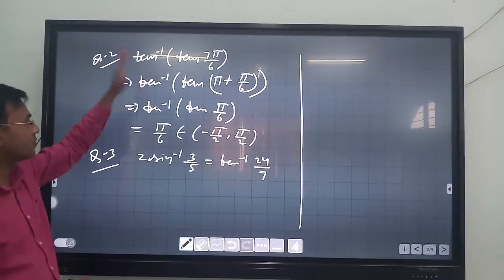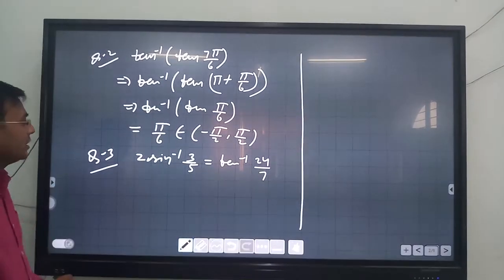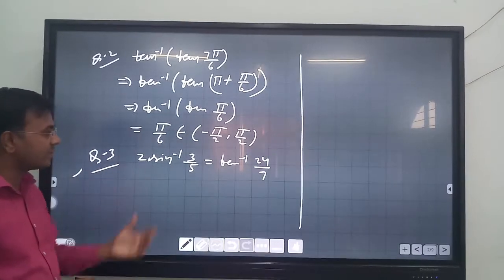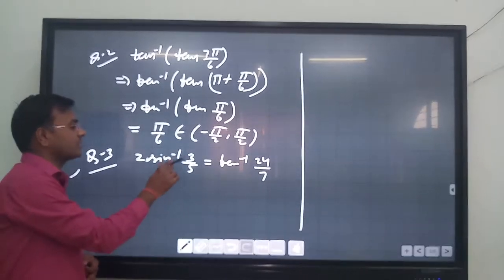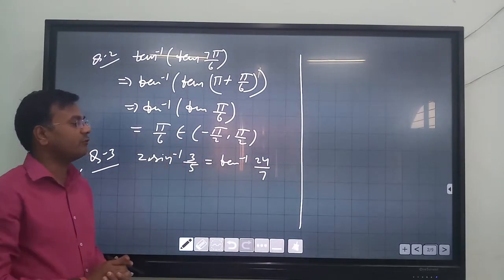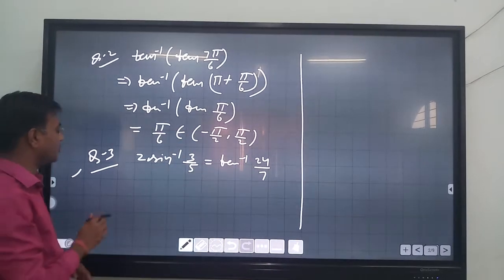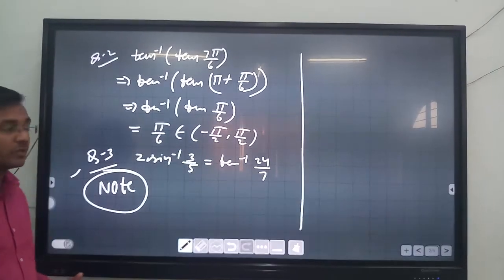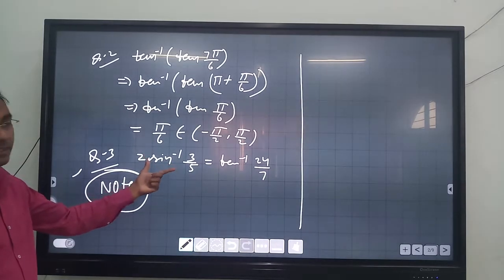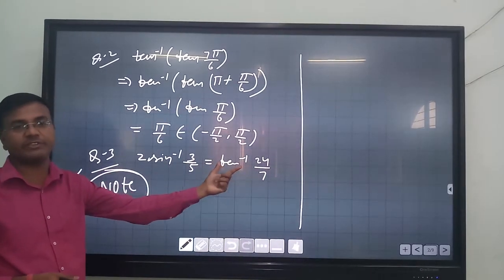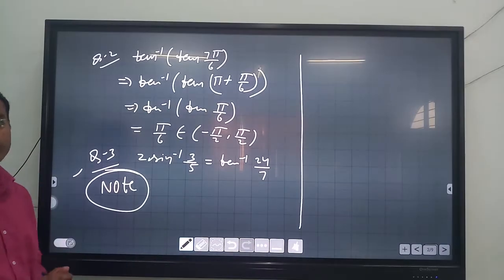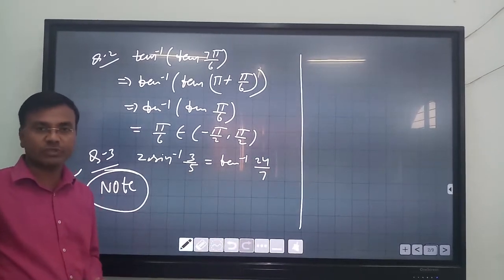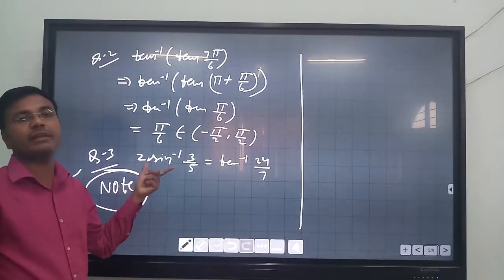Okay, so these questions were related to exercise 2.2, and now the new type starts from question number 3 onwards. In question number 3, prove that 2 sin inverse 3 by 5 equals tan inverse 24 by 7. I assure you that this is a very important question, that is, to transform one trigonometric function into another inverse trigonometric function. How? There is the Pythagoras theorem, and this is a very common result we will be using in upcoming 4-5 questions. So learn this technique very carefully.